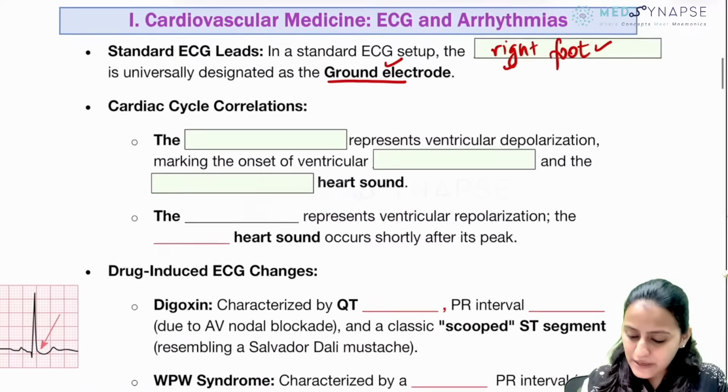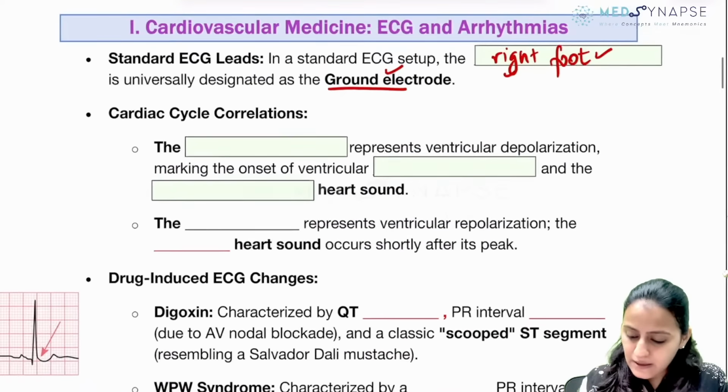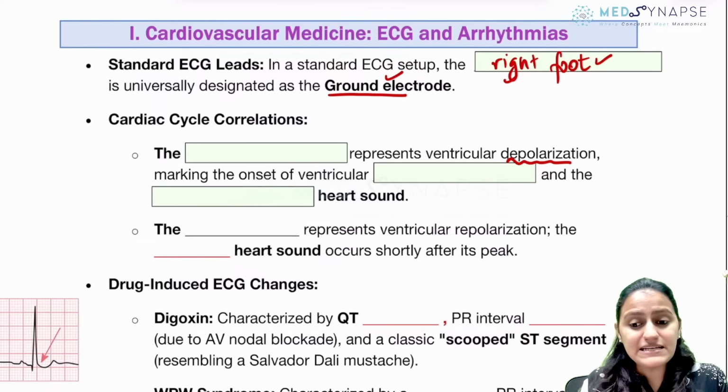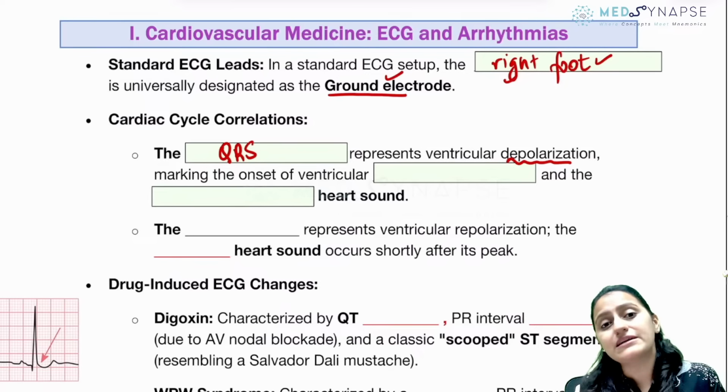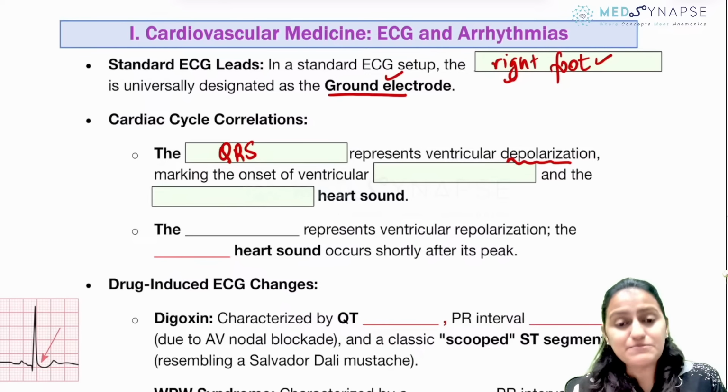Okay, next one. What in ECG represents ventricular depolarization out of PQRST? It is the QRS complex, which is ventricular depolarization. That means it is marking the onset of ventricular systole or diastole. Remember, in the heart it is an electromechanical event. First is the electrical, the depolarization. Then is the mechanical, that is the contraction. So it is marking the onset of ventricular systole.